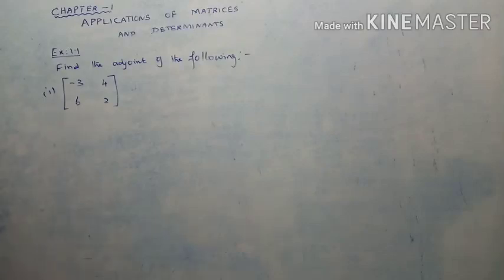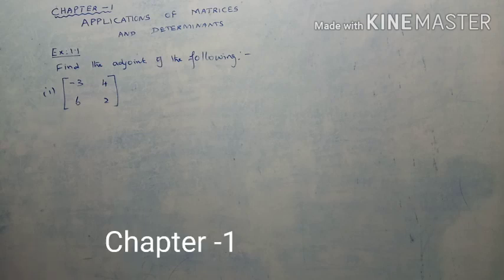Hi my dear students, today we will discuss exercise 1.1, very first question: find the adjoint of the following. The very first problem we have is a 2 by 2 matrix: -3, 4, 6, 2.